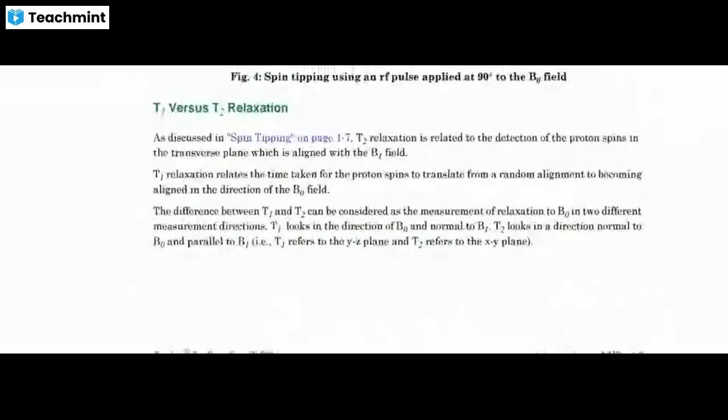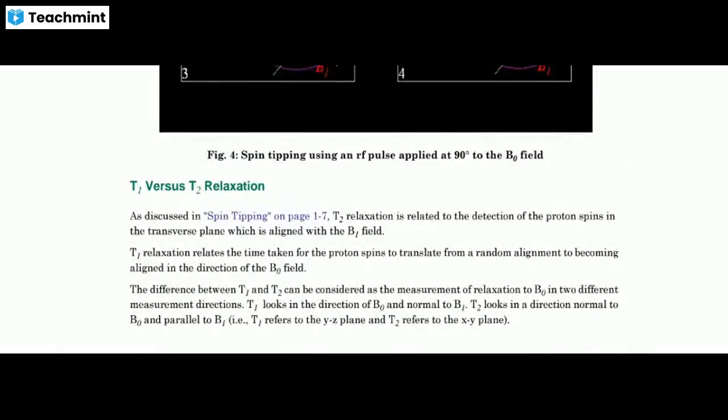So this is your T1 versus T2 relaxation. What is the T1 relaxation? It relates to how much time it takes for the proton spins to go from a random alignment to becoming aligned to the direction of the magnetic field B0. The difference between T1 and T2 can be considered as a measurement of relaxation to B0 in two different measurement directions. T1 refers to the XYZ plane and T2 refers to the XY plane. So you have to understand this.